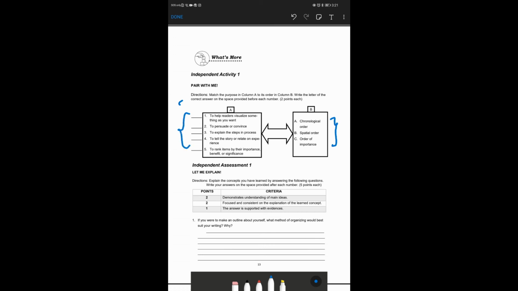Ano ba yung mga purpose ng mga order na to? So, yun lang, i-match nyo lang sila. So, all you have to do is to match the purpose in column A with the order in column B. Okay? Easy, right? That's only 5 items.